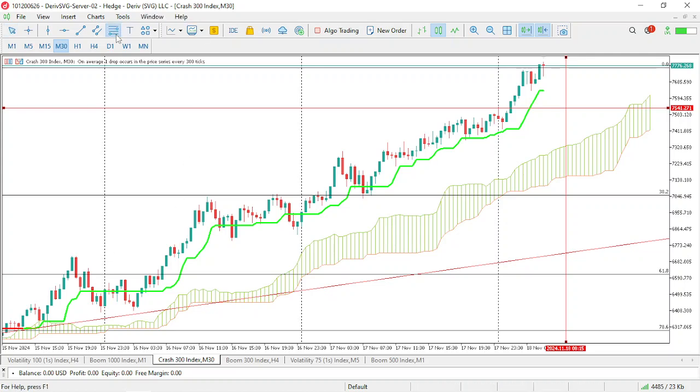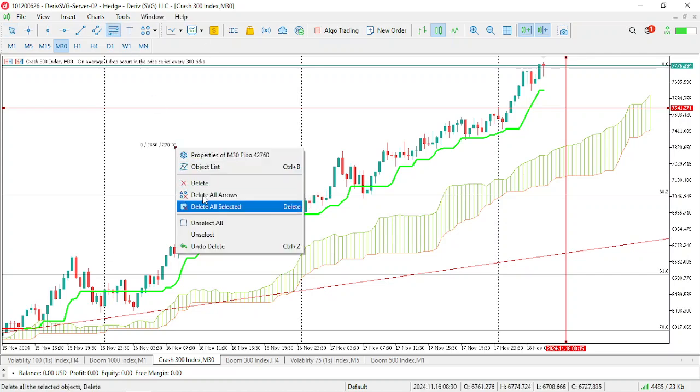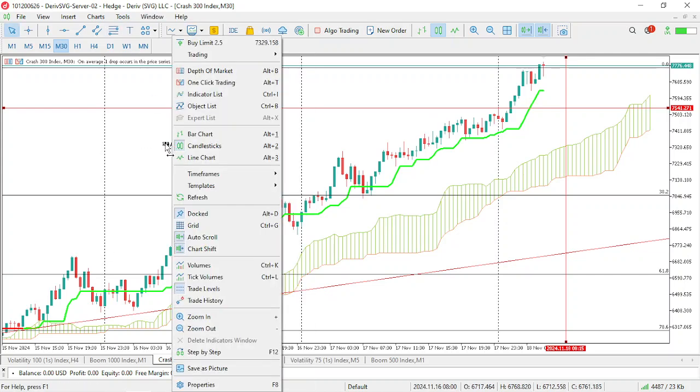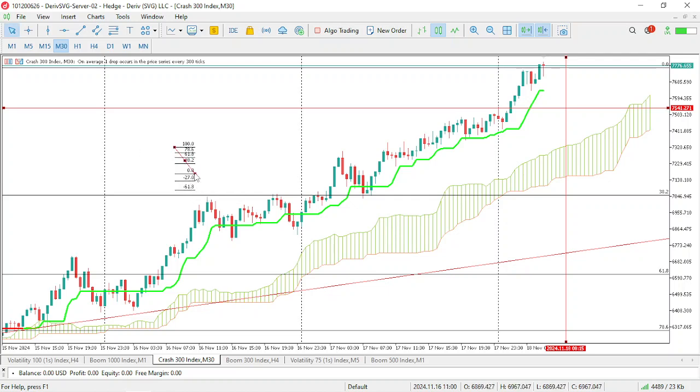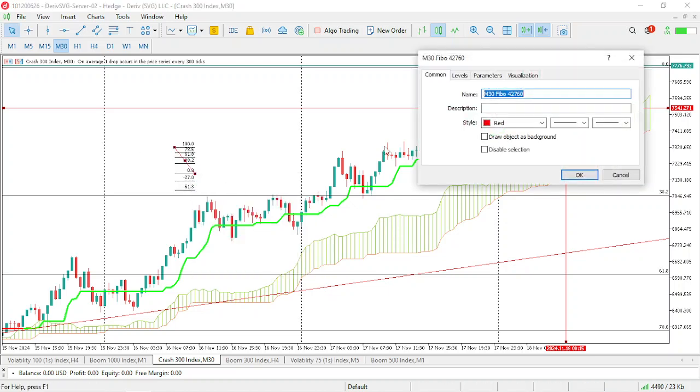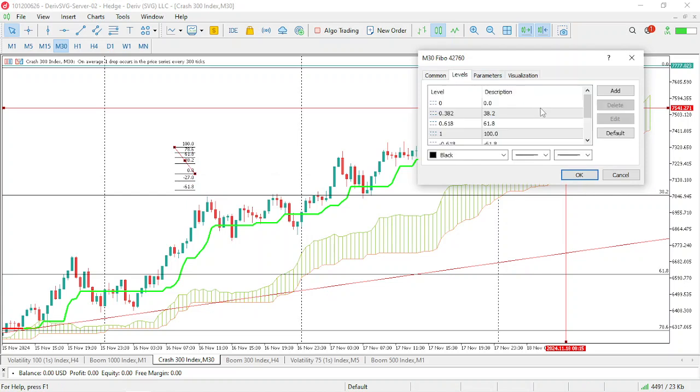If you'd like the settings to the fib, yeah, these would be the settings. Sorry for that, just realized. These are your levels. You can just screenshot that.